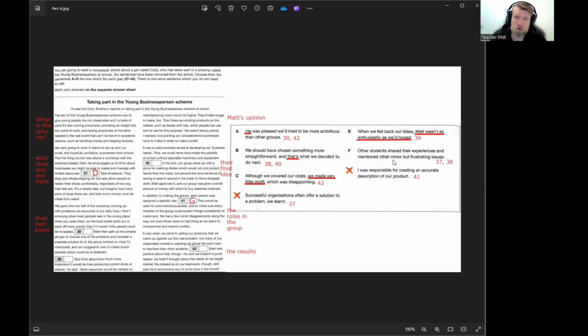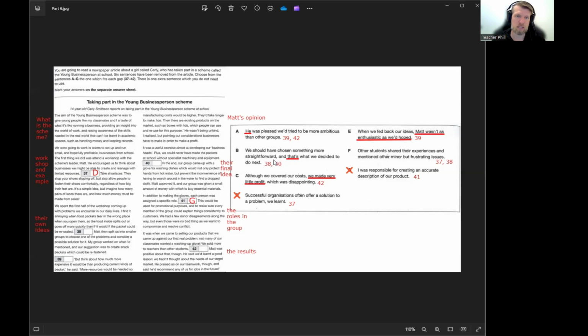So that means for F, the only option that I have is 38. But just to double check, because I think B could also go in 38, let's see if they both make a lot of sense. So F, other students shared their experiences and mentioned other minor but frustrating issues. It says here that Carly talked about her problem with these food packets, that you want to open them and then they just spill and explode on you. So I think it would make sense to then say other students shared their experiences as well. So I think that makes sense.